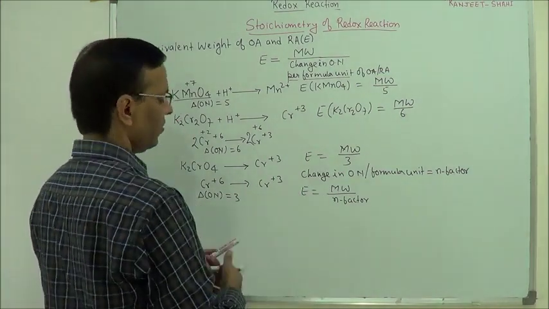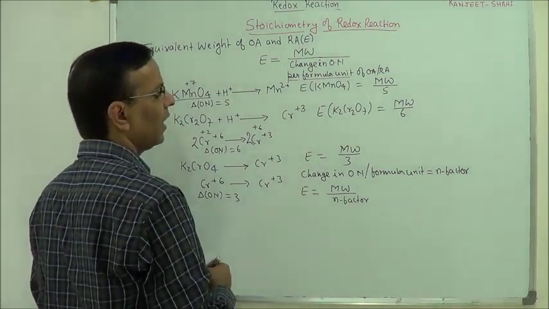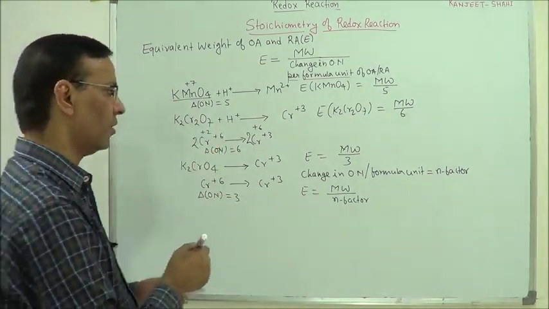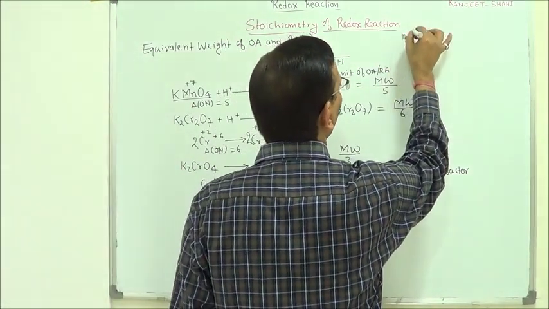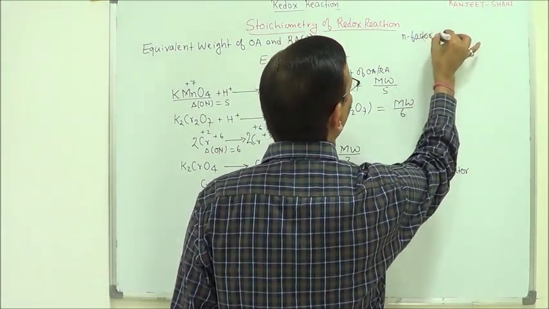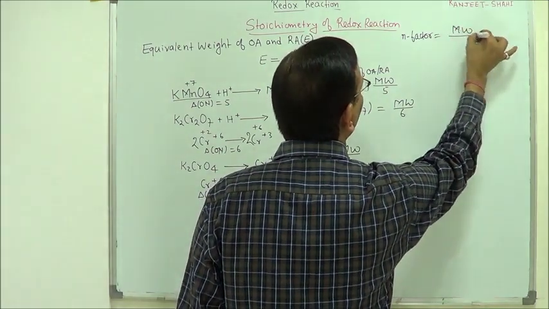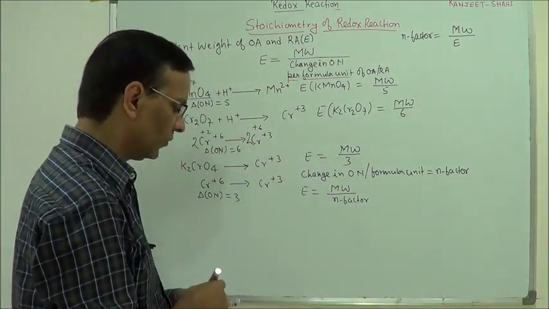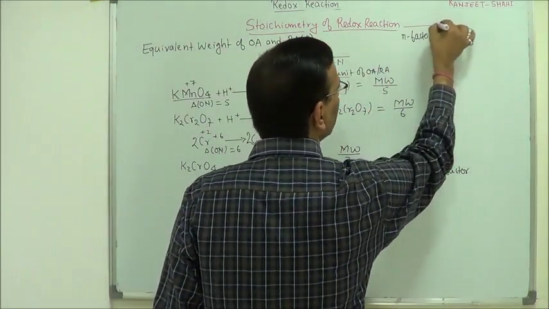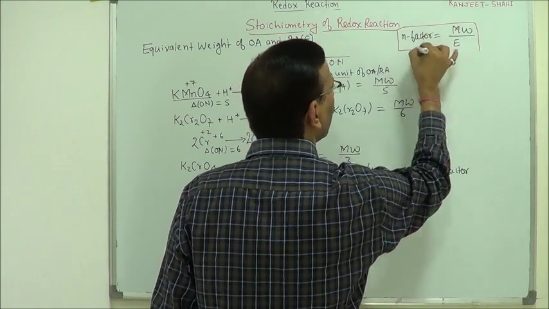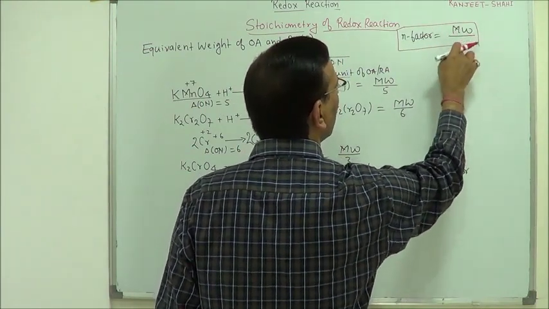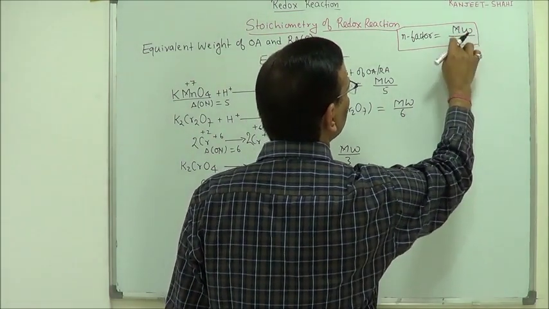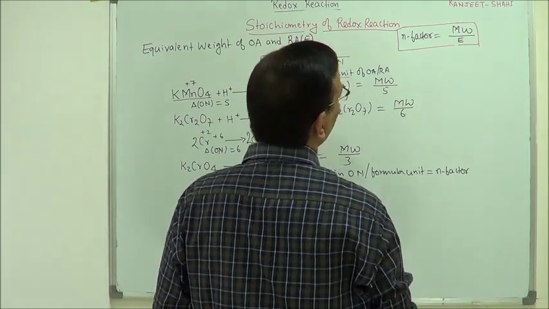So we have just derived a formula for determining equivalent weight of an oxidizing or reducing agent. So we can say that N factor is the ratio of molecular weight divided by equivalent weight. So here we have derived a quantity now, N factor, which is related to molecular weight and equivalent weight.